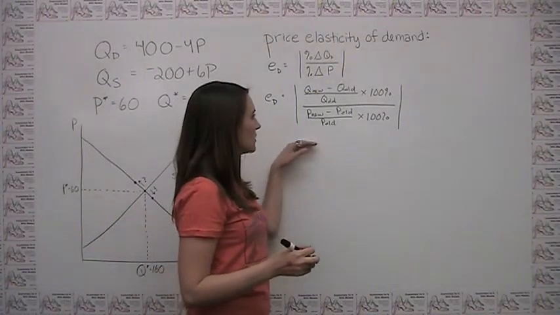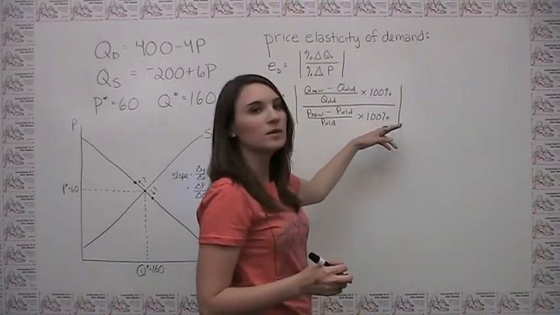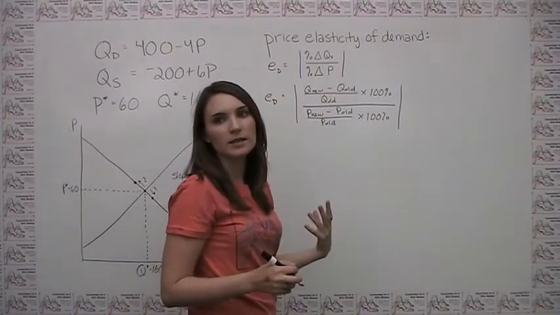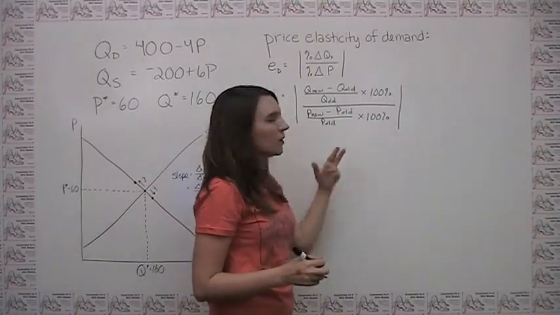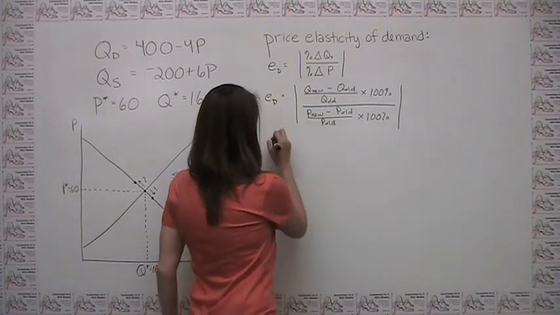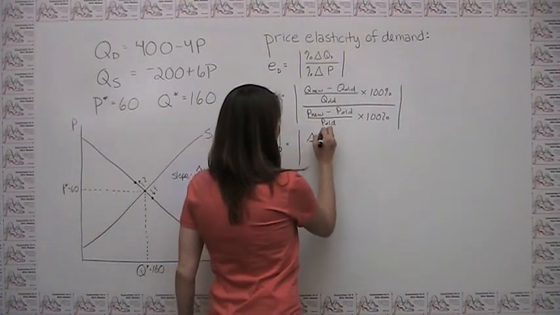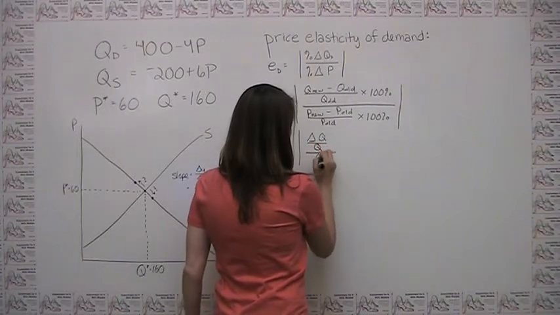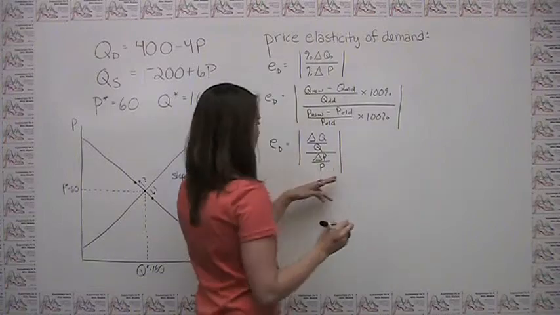Or we could just notice that mathematically these 100% are going to cancel, and we can just represent the new quantity minus the old quantity as change in quantity, and the new price minus the old price as change in price. And we can in fact say that elasticity of demand is just the change in quantity divided by quantity, all divided by the change in price divided by price. And of course, we're reporting the absolute value.